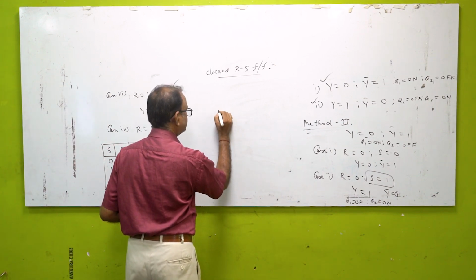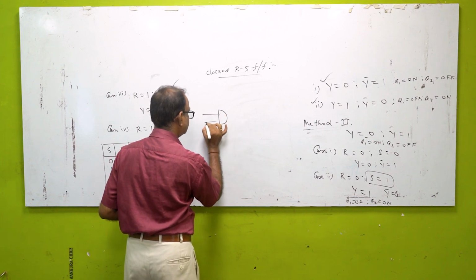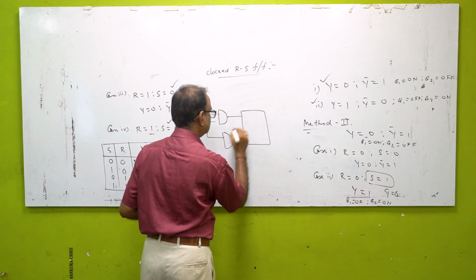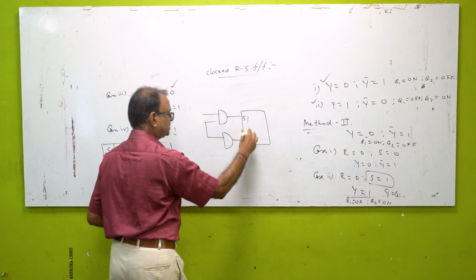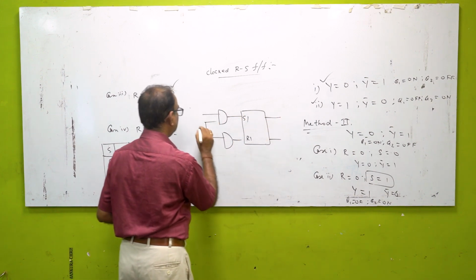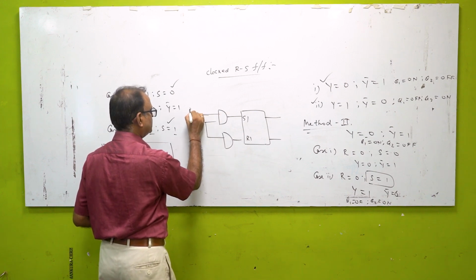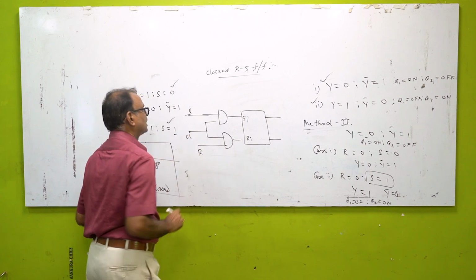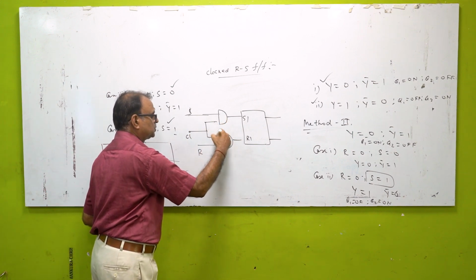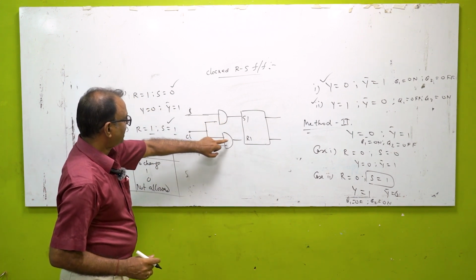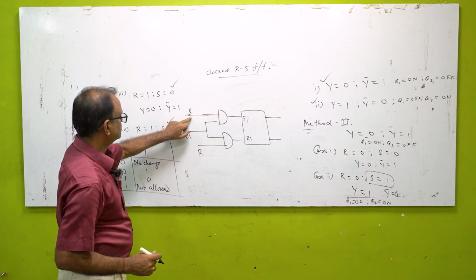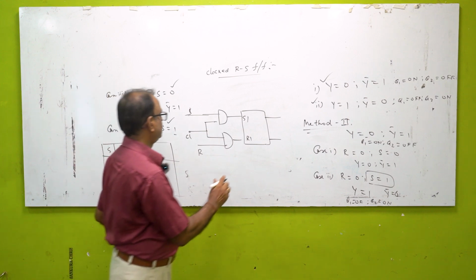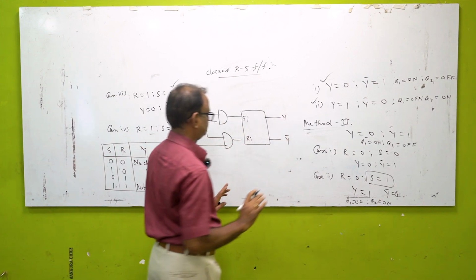What is a clocked RS flip-flop? The circuit diagram of it is like this. Two AND gates are used which are connected to the two inputs of this flip-flop, and this is your S, this is your R, and a clock is connected to both the two AND gates. Of these two AND gates, the inputs are S and clock, and clock and R, and output is obtained as usual.